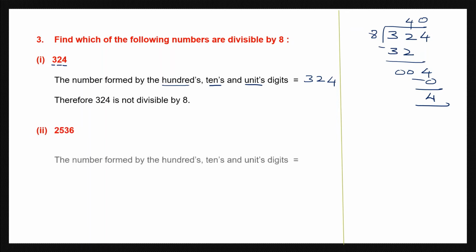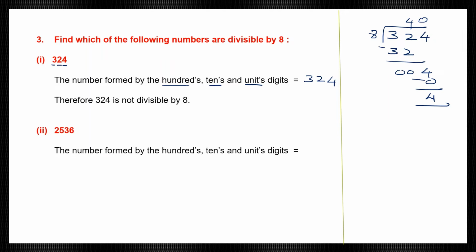2536. The number formed by the hundreds, tens, and units digits. We'll take only these three numbers. We don't have to divide the 4-digit number.